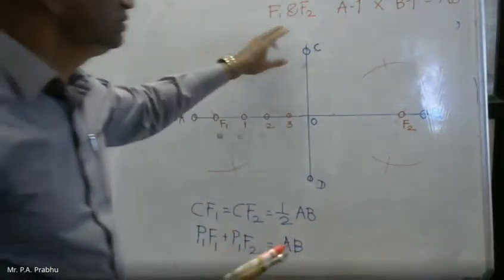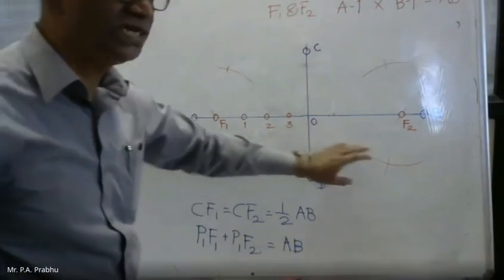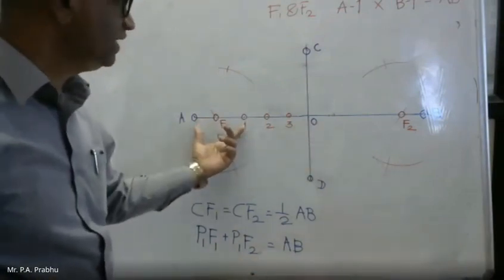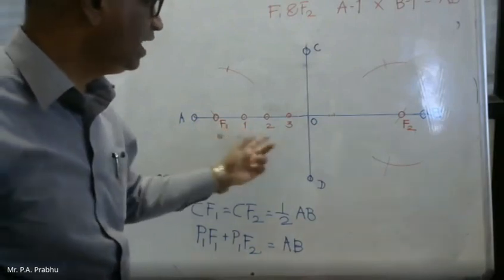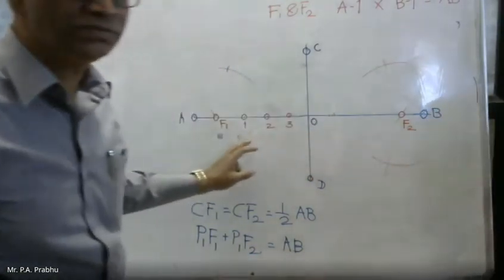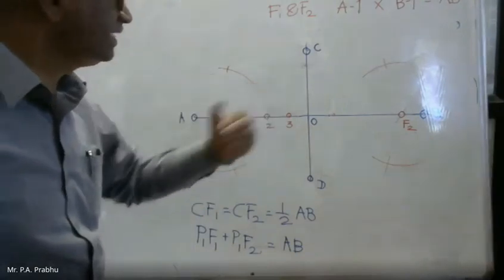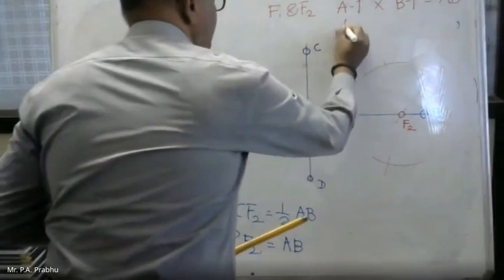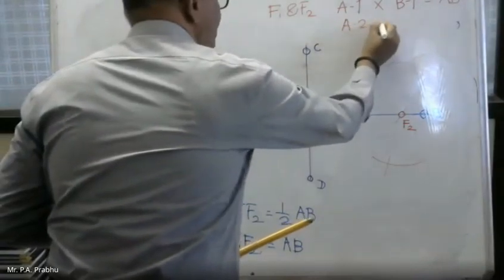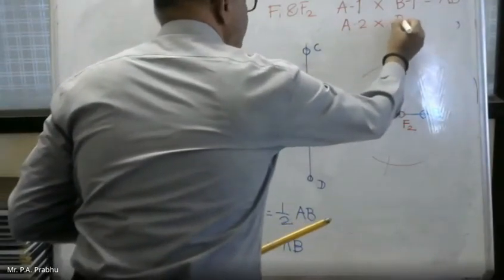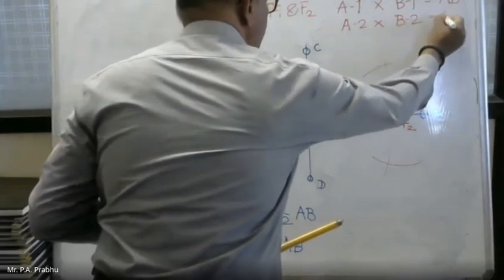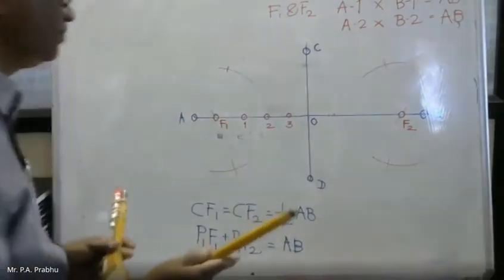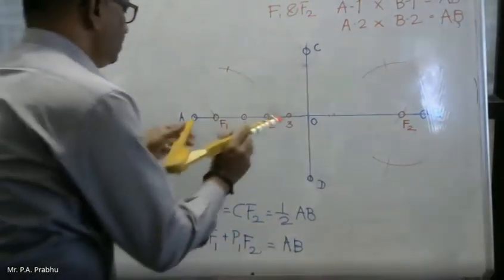So what have I done? I have taken any point on the major axis. First I have taken a radius A1. To intersect this, I have taken another radius B1. Okay. Now take the second point. Our centers are fixed. Now take radius A2 to intersect this arc. Take the radius B2. The addition of these two radii must always remain the same. That is AB. So now change the radius.